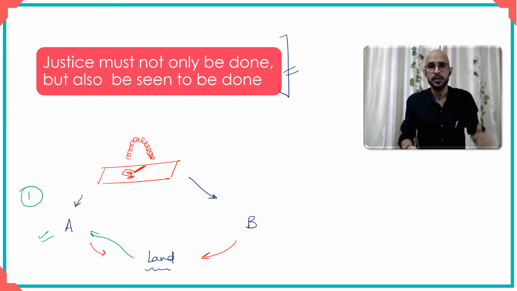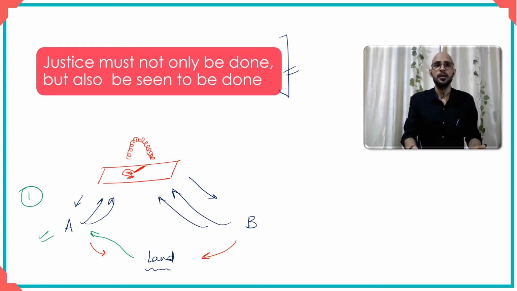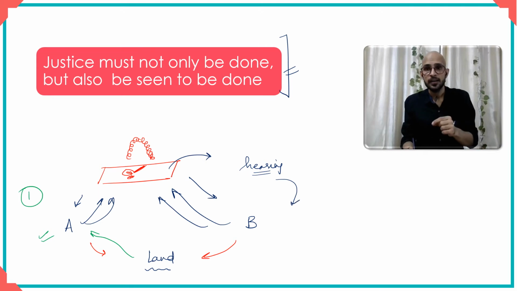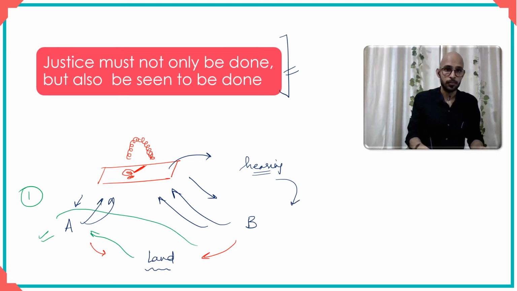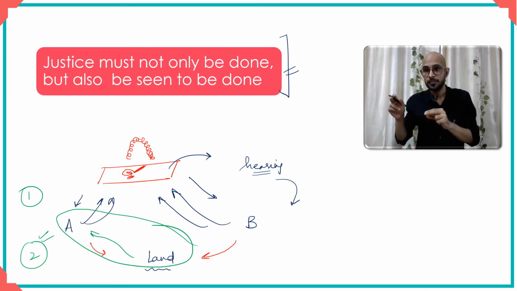Let us say he approaches it in a different way. Let us say what he does now is that he asks A, okay, A, give me your documents, get your witnesses. He does the same with B, show me your documents, get your evidence. Perhaps he goes for a new hearing, okay, and then after 2 hearings, again, he arrives at the same conclusion. He says, okay, the land belongs to A, which means both in the first case as well as in the second case, the result was the same, which means the ends were the same.